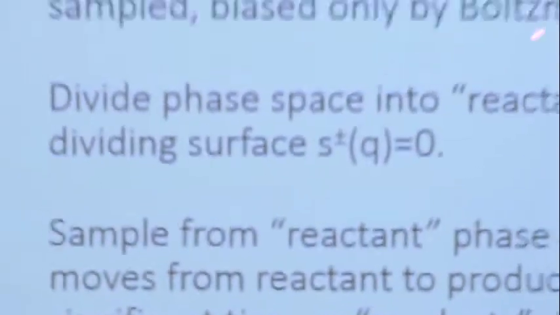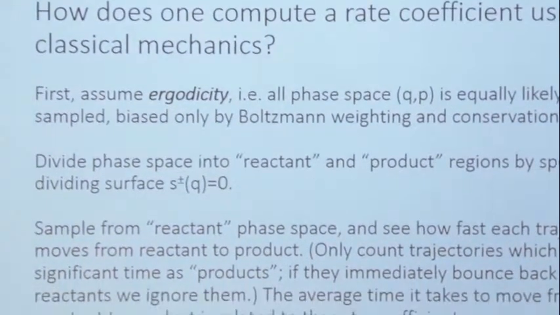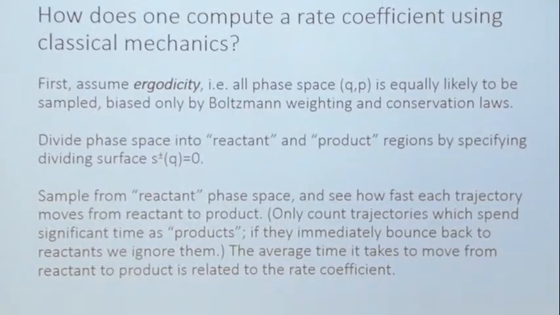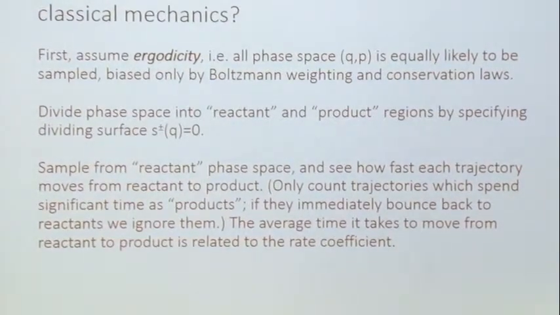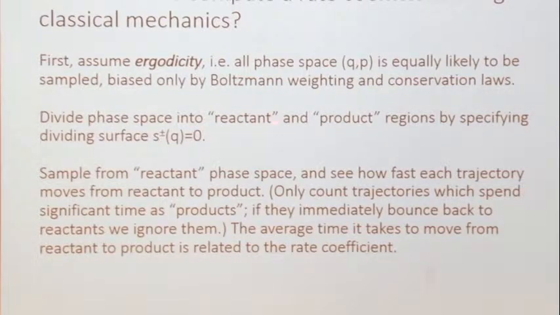And if you do that, that's the ergodic assumption, and you just say that the only thing that matters is the energy. There's a Boltzmann weighting factor, so the high energy configurations are less likely to be formed. And otherwise, anything is likely to happen. If you start by doing that, now I need to figure out what I call a reactant, what I call a product.